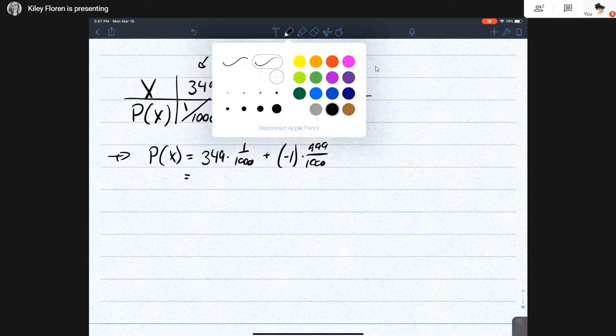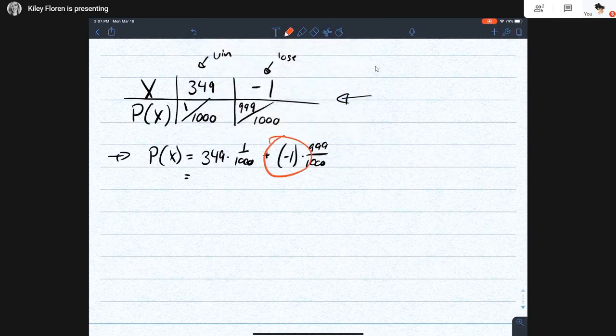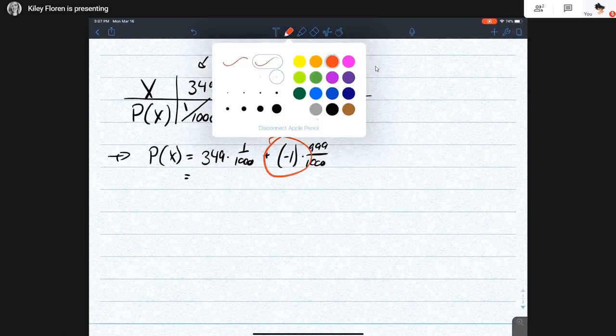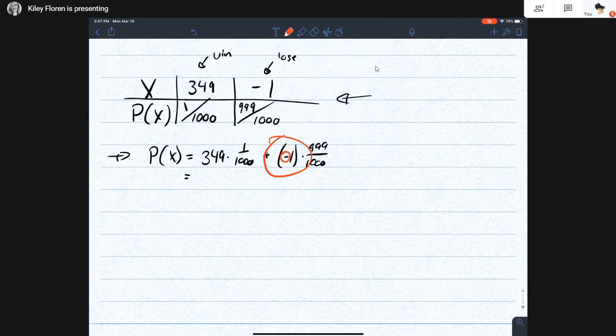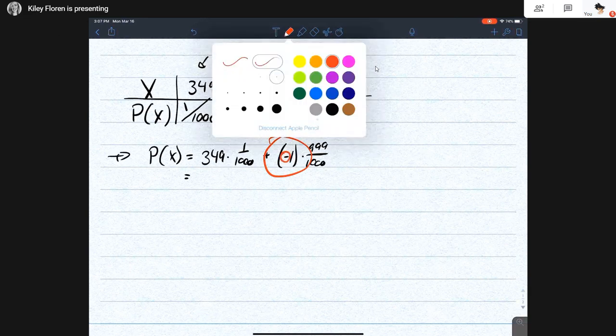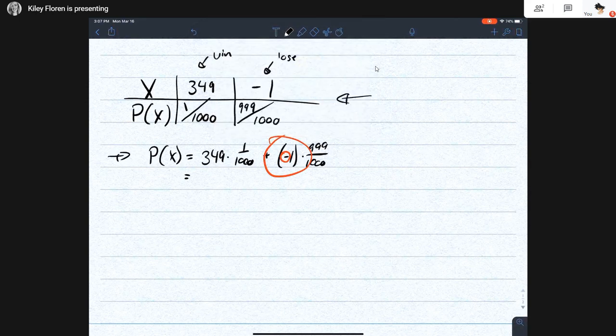One big thing that I'll highlight, maybe I can circle it in red here, is do not forget the negative part of this, the -1. That's a very important piece that some students forget. You could also just subtract 1 here, so you could do -1 times 999, whatever works best for you, but don't forget that this right side is losing money in comparison to the left side where you're actually gaining money. So don't forget that.